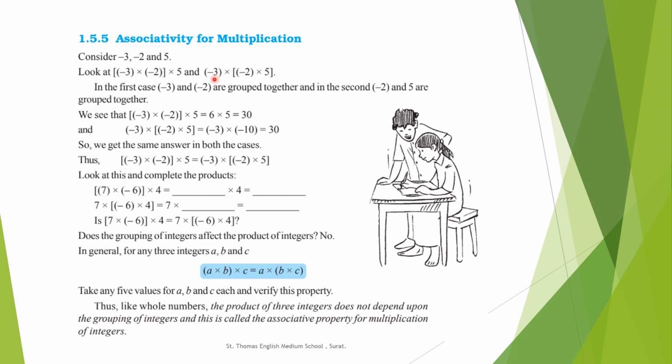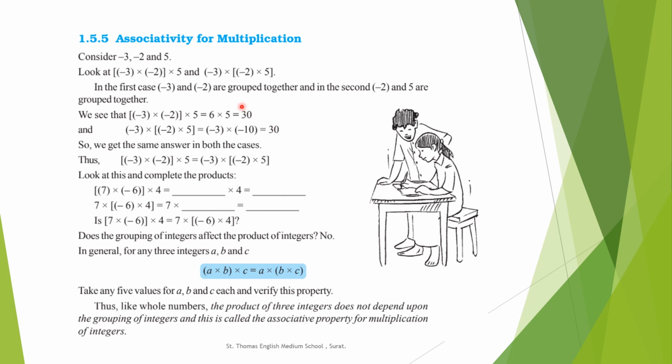We'll take next, that is minus 3 multiplied by minus 2 multiplied by 5. So this is in one bracket. First we will solve this: 5 multiplied by minus 2. 5 is a positive integer, minus 2 is a negative integer, so always the product will be negative. 5 2s are 10. Minus 3 multiplied by minus 10. 10 3s are 30. Minus into minus is plus.